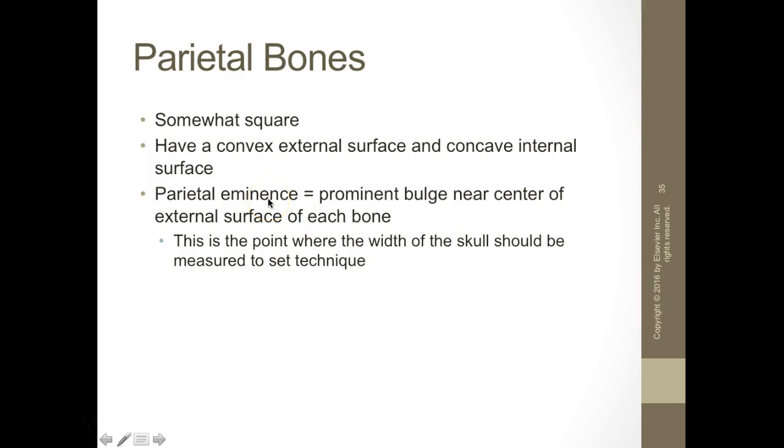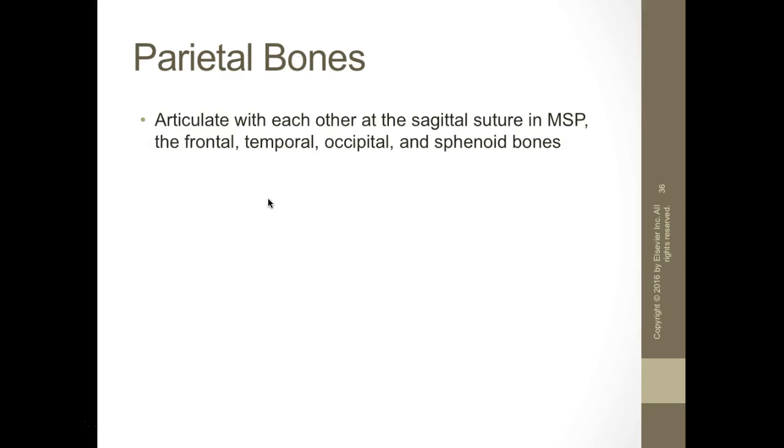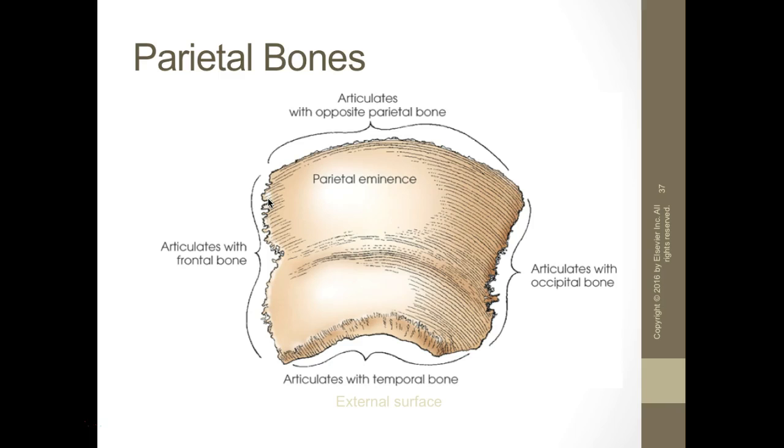All right, so parietal bones are somewhat square, have a convex external surface and a concave inner surface. There's the parietal eminence, which is the bulge near the center of the external surface of each bone. That's the widest portion. If you're going to measure the skull, that's where you're going to measure from. Okay, it articulates with each other at the midsagittal plane. So it's the frontal, temporal, occipital, and sphenoid bones that it articulates with, along with itself. So don't forget that one. So here it articulates with the opposite parietal bone. Here's your eminence, the widest portion. Here's your occipital bone where it articulates with the temporal bone and the frontal bone.